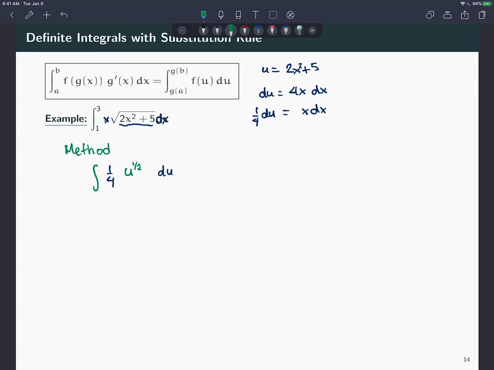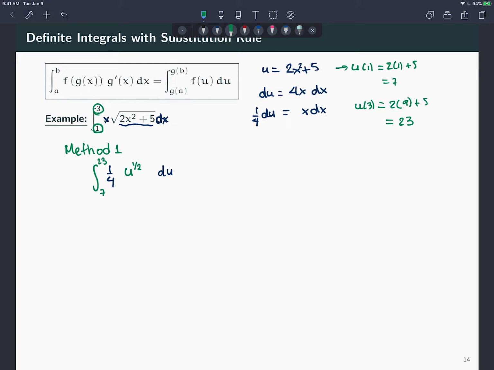So I need to check when x was 1. When x is 1, the u becomes 2 times 1 squared plus 5, so that's a 7. And then when x is 3, the upper bound, u is 2 times 9 plus 5, so that's a 23.